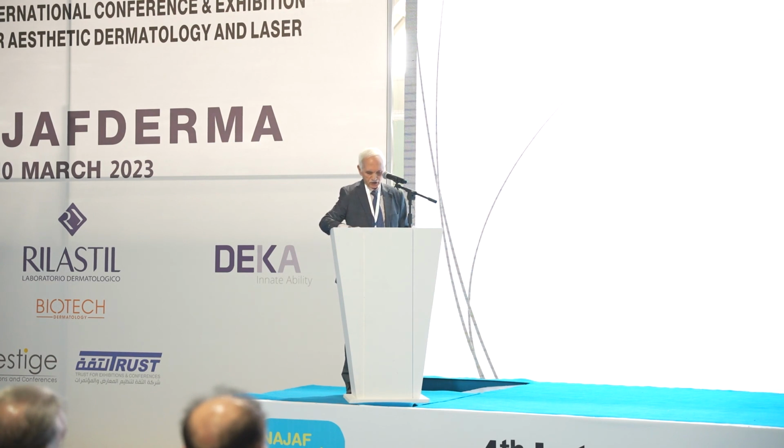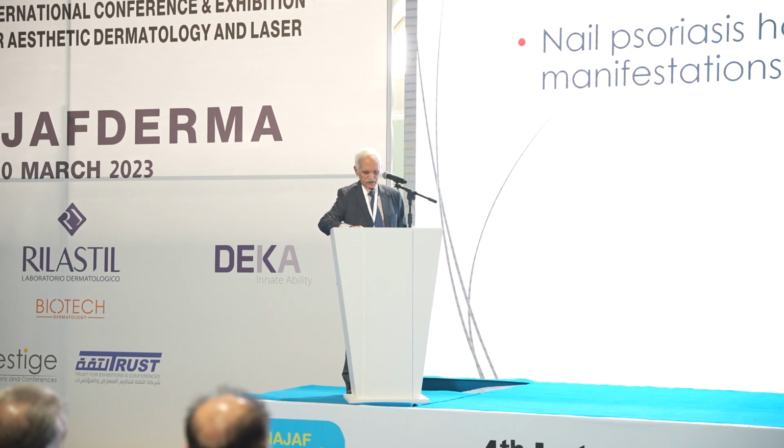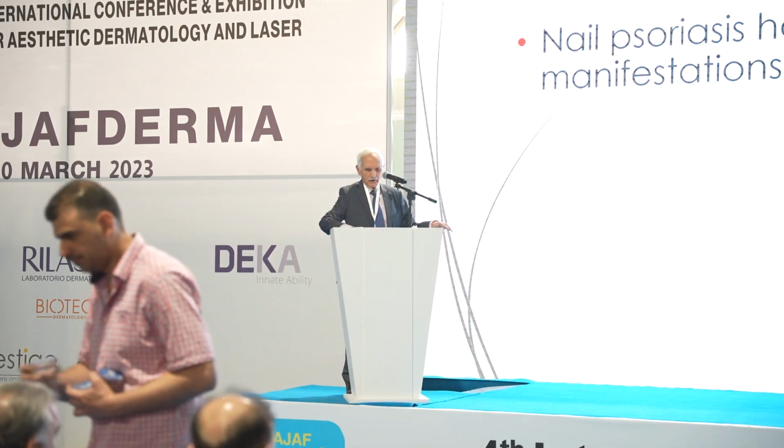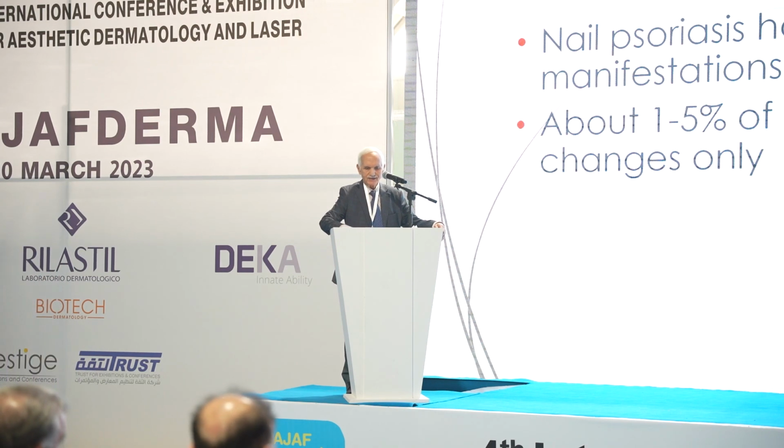So, take-home message. Nail psoriasis has several clinical manifestations depending on the anatomical location of the process within the nail apparatus. Pitting and onycholysis are the most common clinical manifestations of nail psoriasis. About 1 to 5% of patients manifest with nail change only. A diagnosis of onychomycosis does not exclude nail psoriasis, as the two conditions are commonly associated.